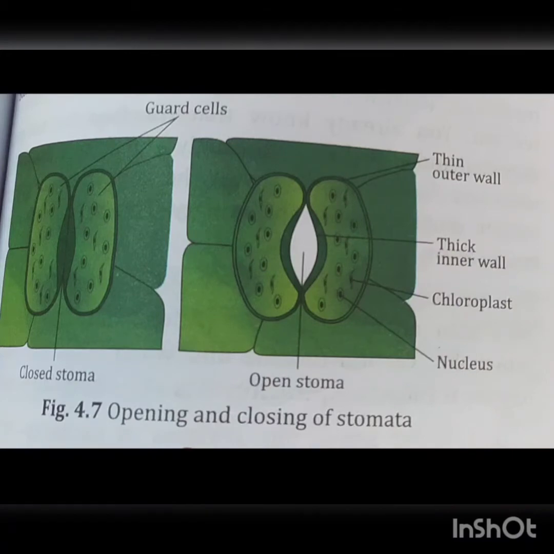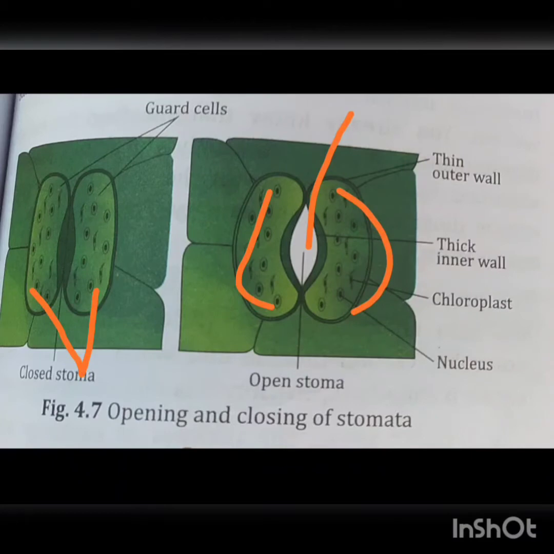Each stoma, which is the singular of stomata, is surrounded by two guard cells. The guard cells control the opening and closing of stomata. Water moves in and out of the guard cell. When the guard cells absorb water from the neighboring cells, they swell and the stomata open up.